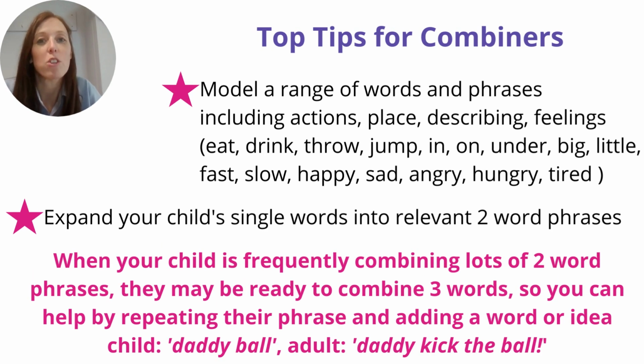If your child is combining two words together, again, model a range of different words in two-word phrases, including actions, place words like in, on and under, up and down, describing words like fast, slow, big, little, and feeling words like happy and sad. It's good as well to expand your child's single words. So if they're doing a mixture of single words and two-word combinations, every time they say a single word, you could repeat that back and put it into a wee relevant two-word phrase.